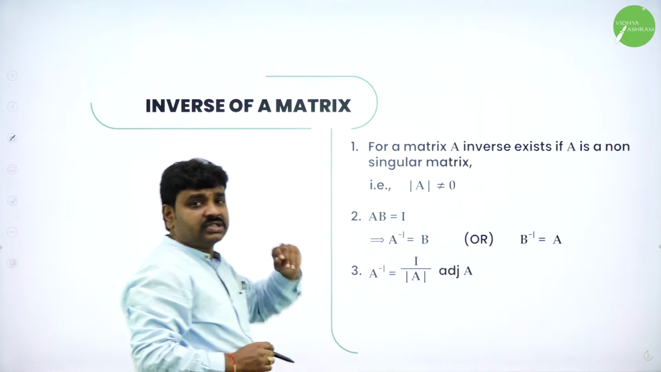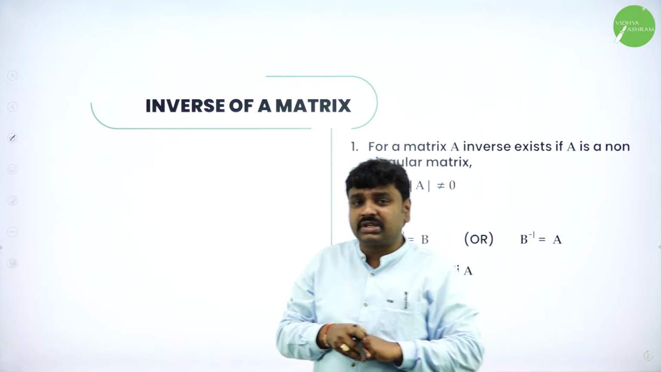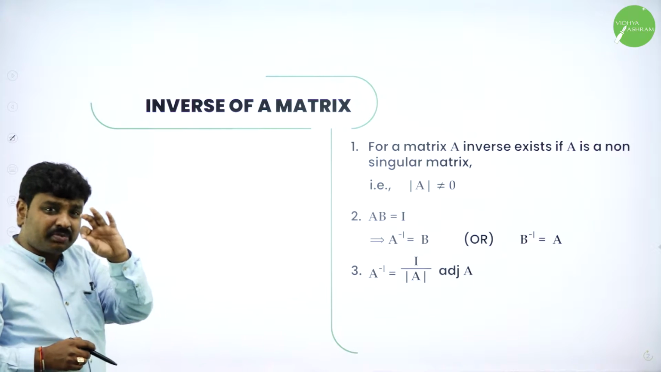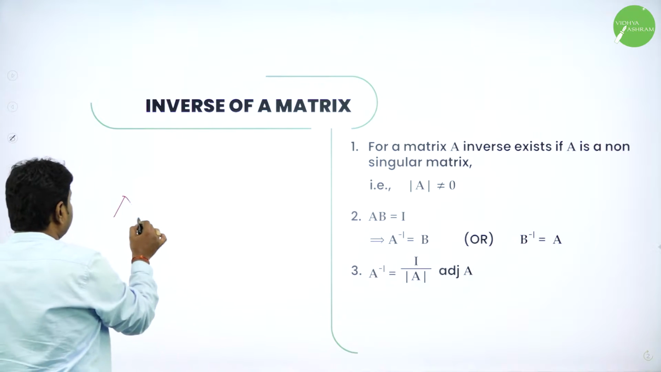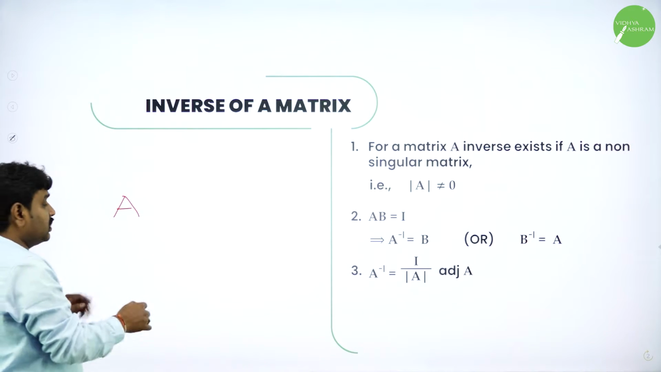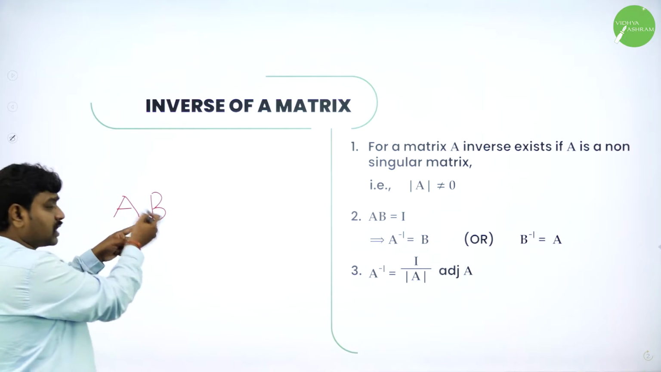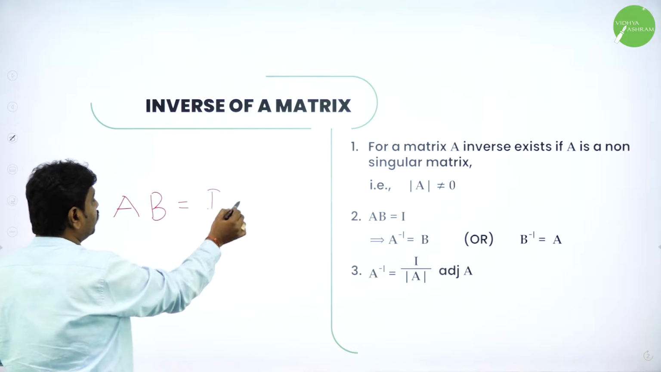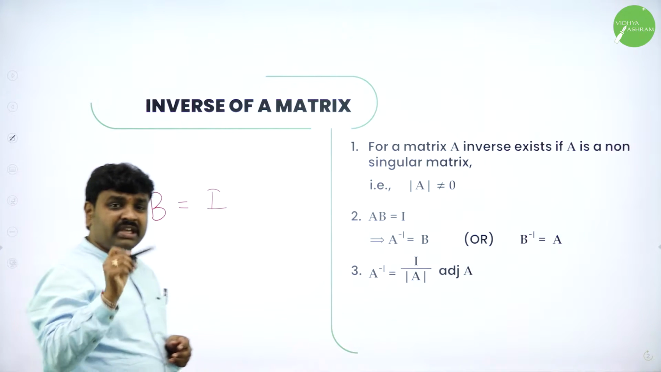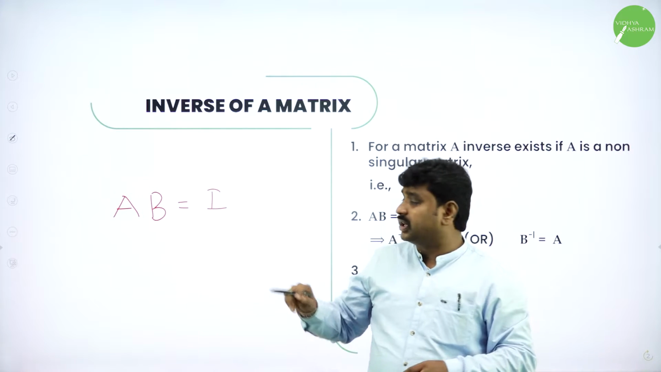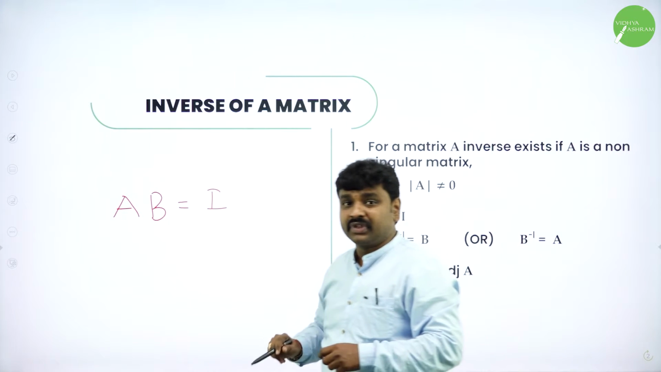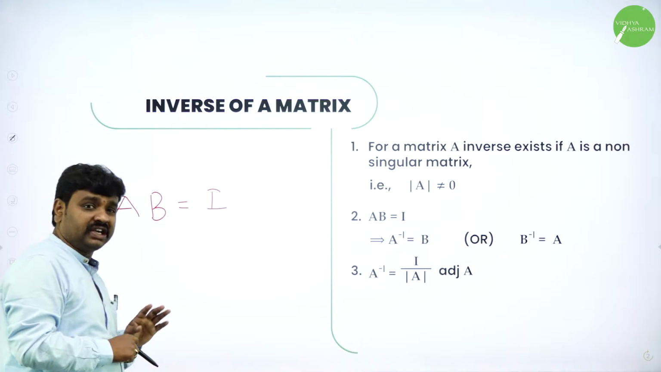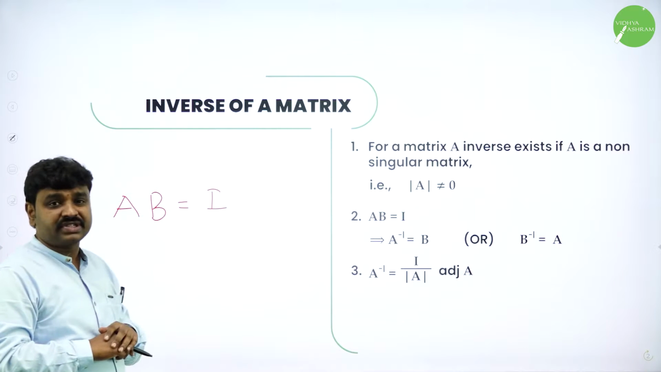The first thing is inverse. Before we go to the inverse, let me talk about when inverse exists. If I give one matrix A, then B is called A inverse if I do the product of A and B, I should get identity. What is I? Identity. If AB gives I, then A is the inverse of B and B is the inverse of A. So inverse means when you multiply the given matrix with its inverse, it should give identity. This is the concept of inverse.